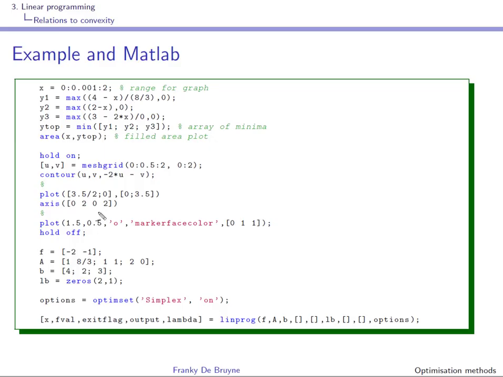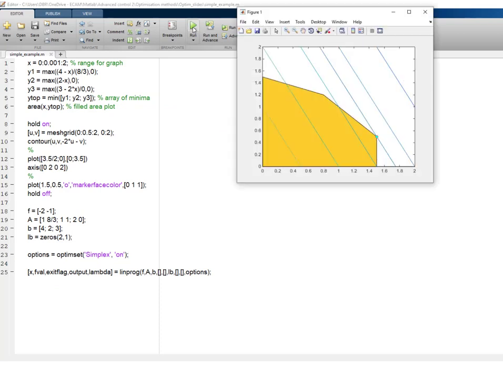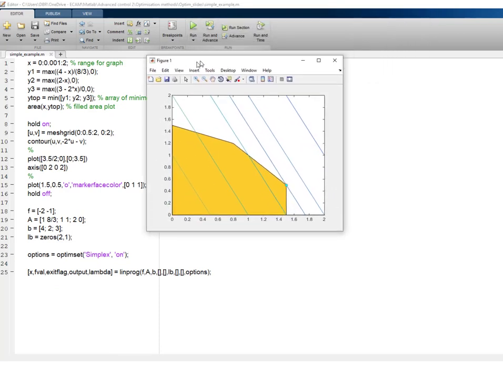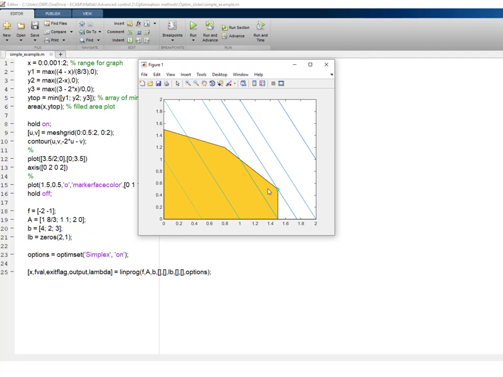So here you recognize the objective function, right? Here the three inequality constraints, and here the two non-negativity constraints on the two operational variables x1 and x2. And as you can see here, the simplex algorithm has been set. And indeed, if we run the code, this is what we obtain, with the optimal solution as shown in the slide.